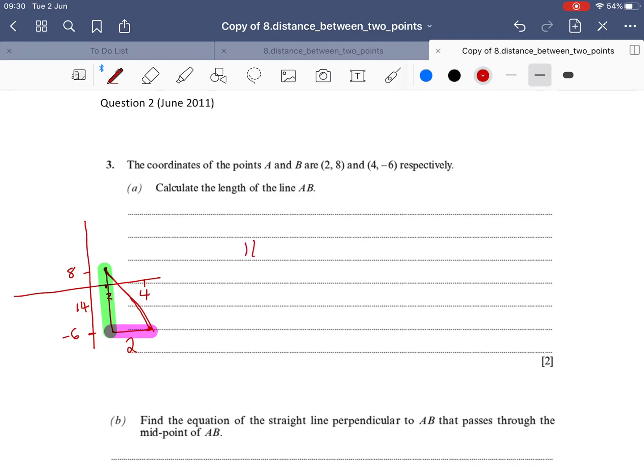So from Pythagoras now, I need to do 14 squared plus 2 squared. So 14 squared plus 2 squared. I'm just doing this on my calculator because I'm lazy. Which is 200, and the square root of 200. You could leave it in surd form, or you could put it as a decimal. I'm going to put it as a decimal. They haven't specified, so I'm just going to go to 2 decimal places. So it's 14.14. And that's our answer.